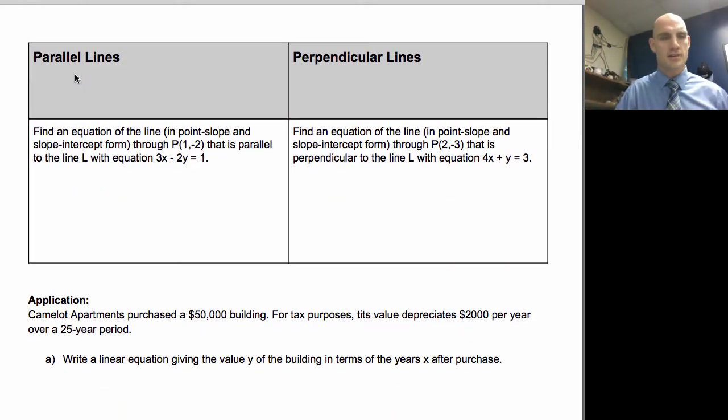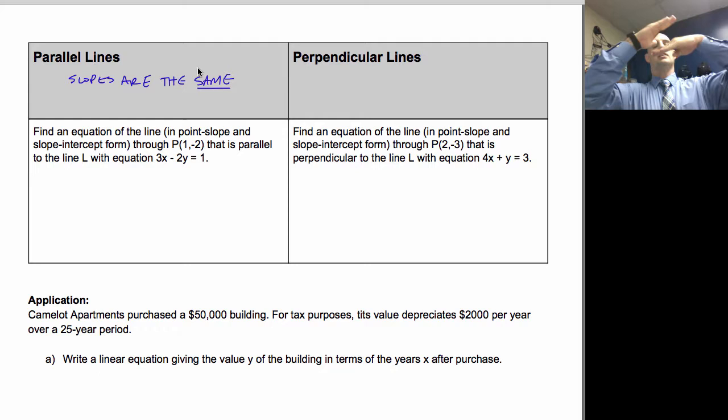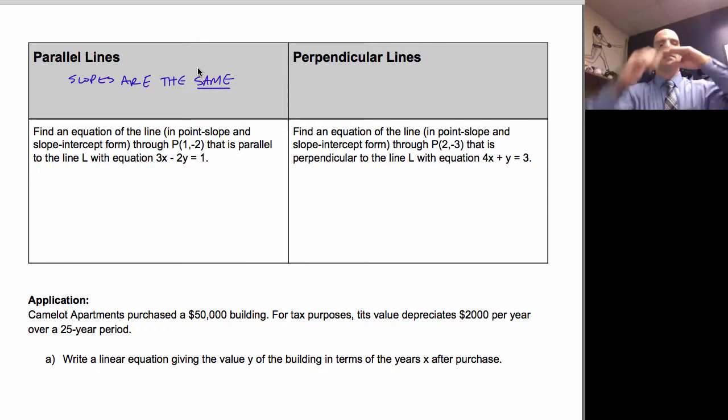In parallel lines, slopes are the same. So if you have two parallel lines, their y-intercept changes. So think about it like this. You have two parallel lines, and if they're the same line, they'd be on top of each other. But if I change that y-intercept, look, they're parallel. The slopes are the same. The amount of tilt is the same.